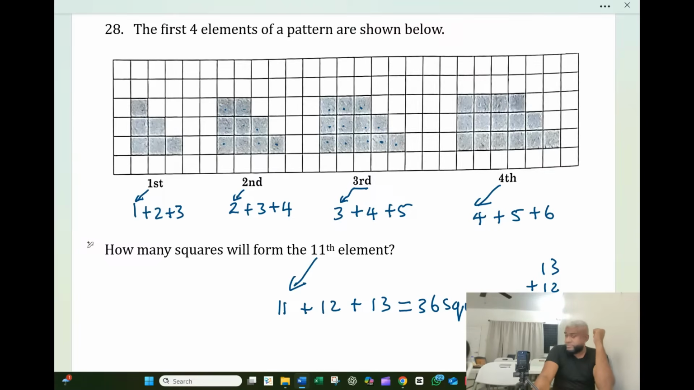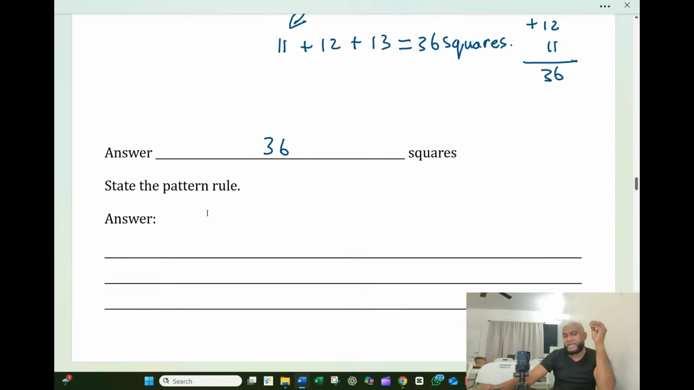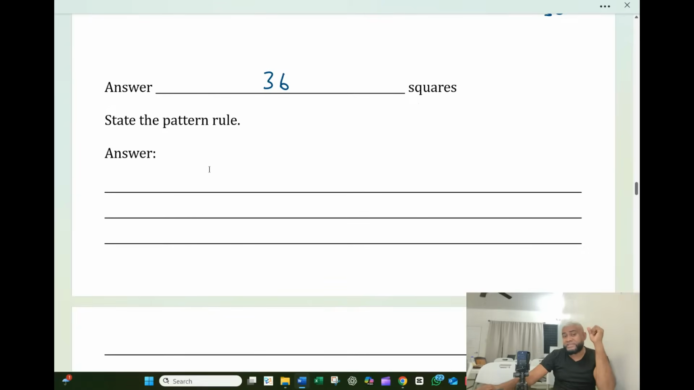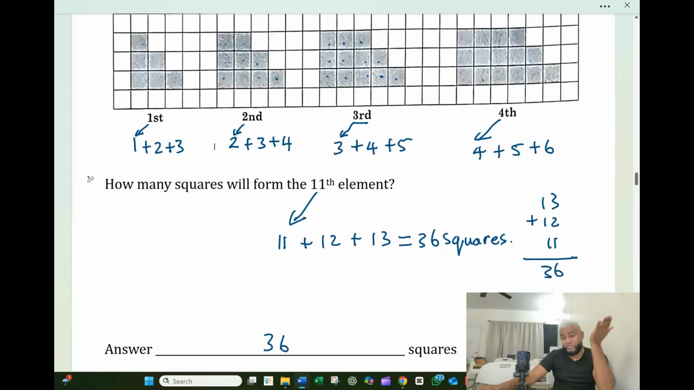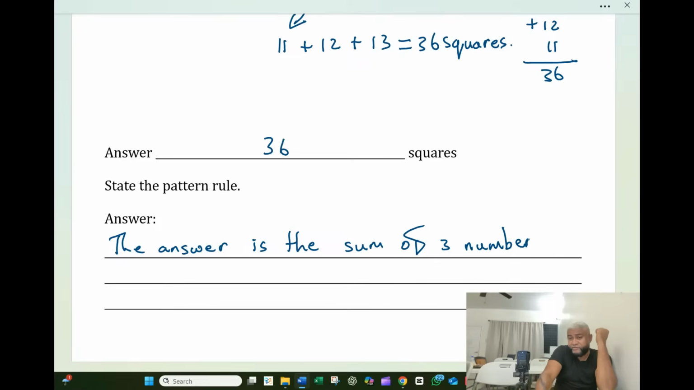Right? We good there? Now, don't forget to put your 36 here. Now, they want us to state the pattern rule. This pattern rule here is clearly a sum. So the answer is the sum of three numbers, right? It's clearly the sum of three numbers.